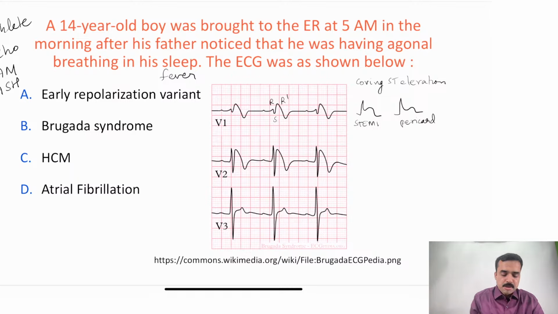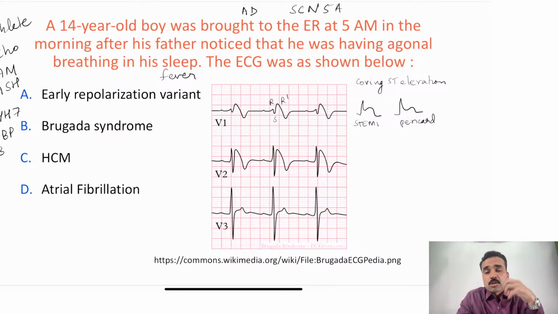Okay, so remember the important points regarding HOCM. HOCM is, of course, like Brugada syndrome, both are autosomal dominant, inherited. Whereas in Brugada the problem lies with the sodium channel SCN5A, correct? SCN5A mutation for Brugada syndrome, whereas for HOCM the more common genes are myosin heavy chain, so MYH7 and MYBPC3. But both are autosomal dominant.